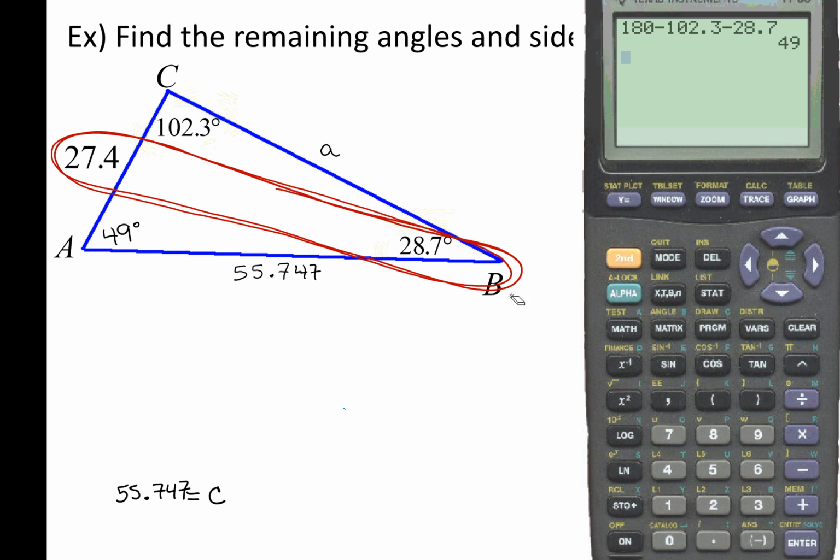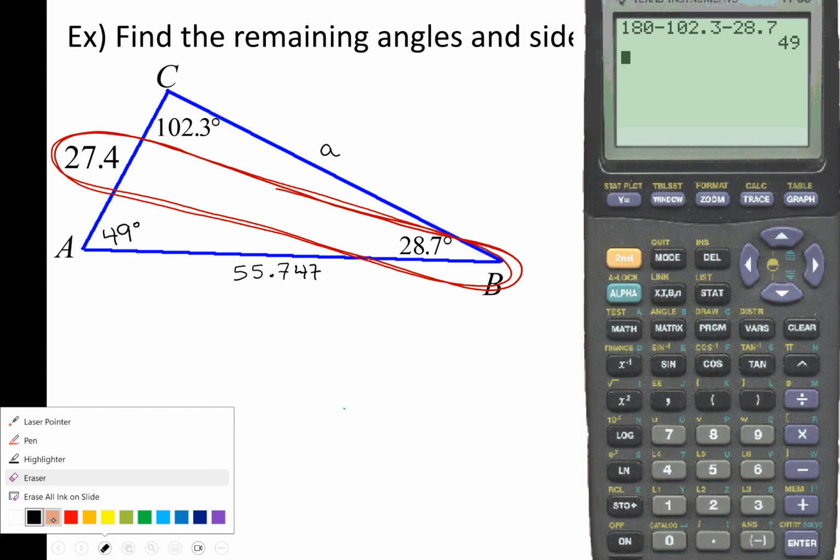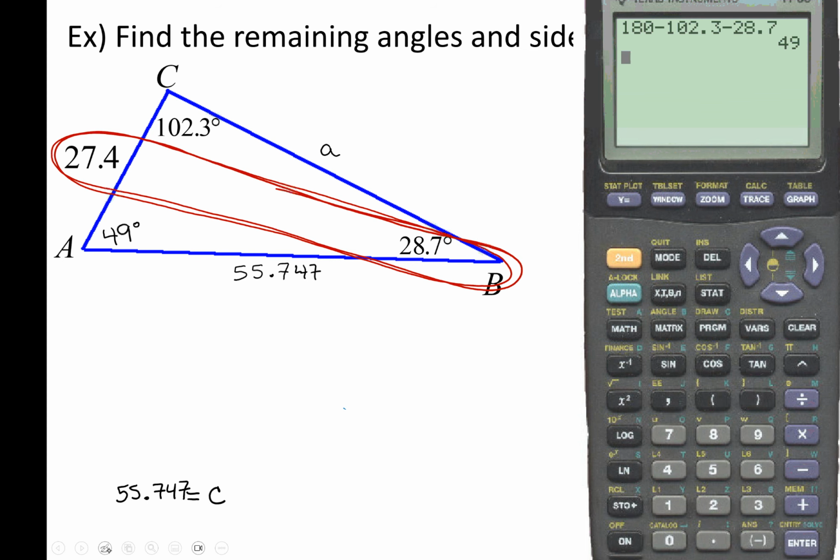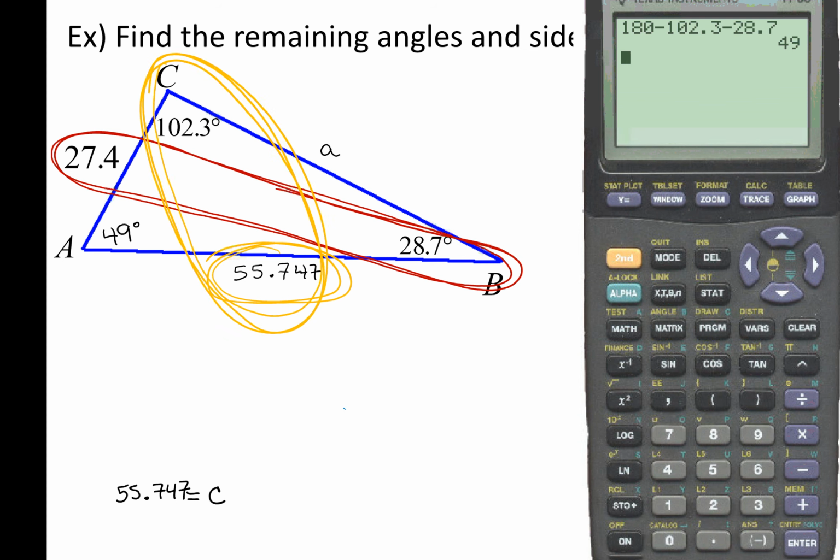And again, I'm going to utilize angle B, the 28.7 degrees, and side B, which is 27.4. Okay, I'm going to utilize those because I know those are indeed the correct answer. Now, I know I did a pretty good job. I don't know what you think about me, but I know I did a pretty good job with the 55.747. But in the off chance that I may have messed it up, I don't want to use angle C along with that 55.747, just in case I was mistaken or made an error in my discovery of side C.